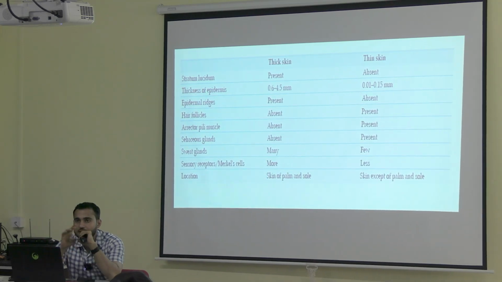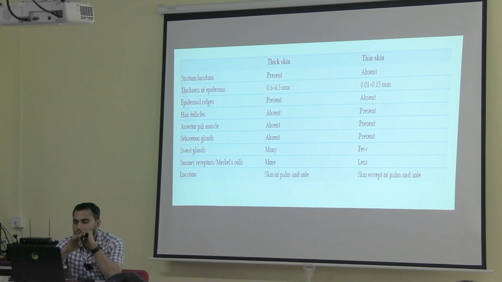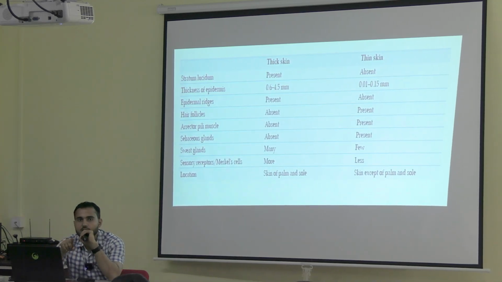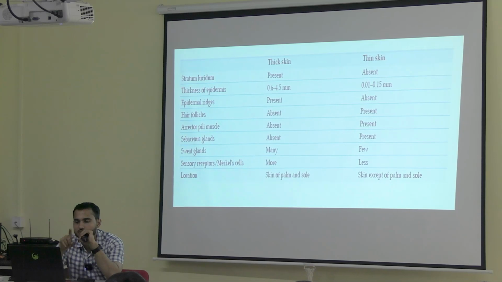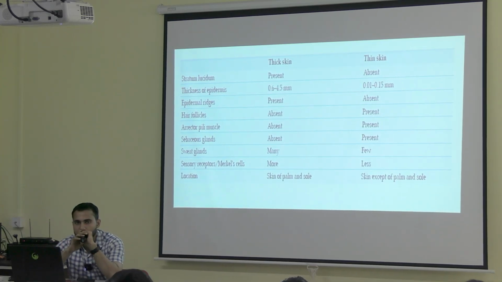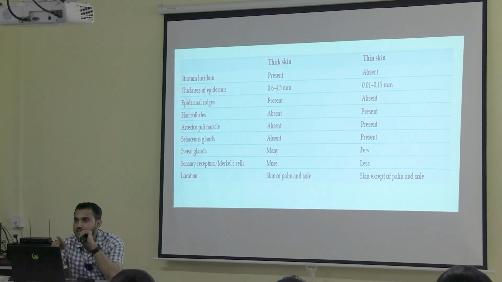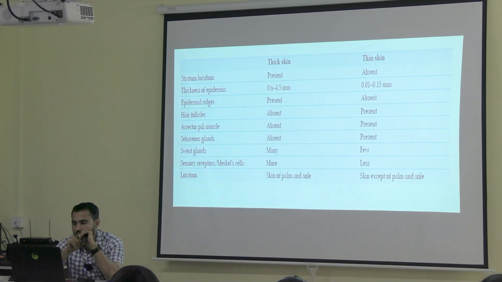Hair follicles in thick skin are absent. Hair follicles are not present in thick skin. Next, the erector pili muscle is related to the hair follicle, that's why it is absent. Next, sebaceous glands are also absent. But sweat glands are plenty. The number of sweat glands is more in thick skin. In thin skin, sweat glands are very few.